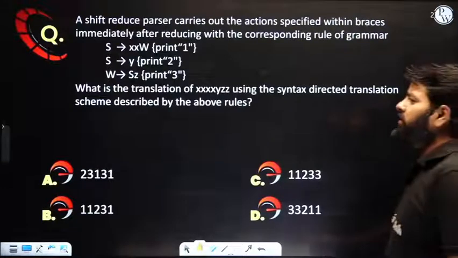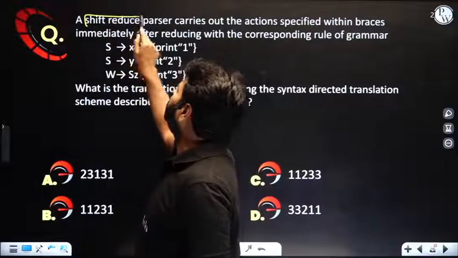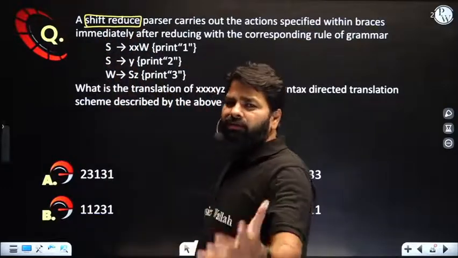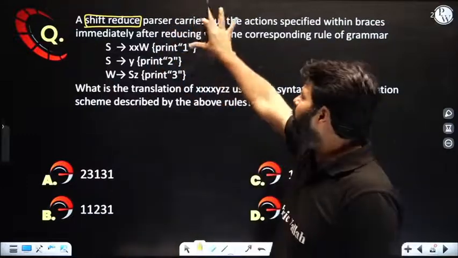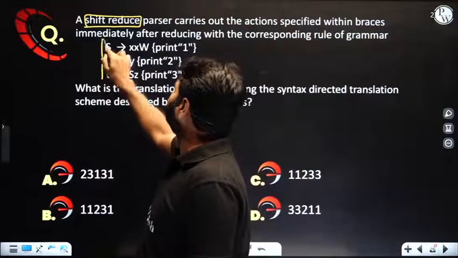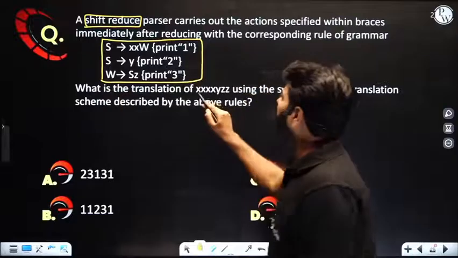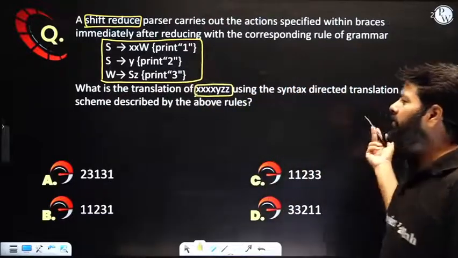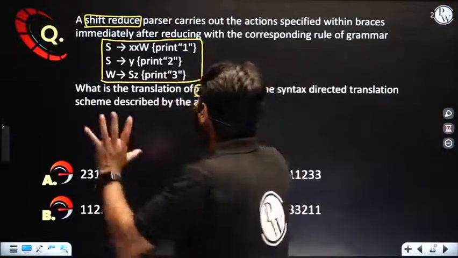Okay, first question. They are asking you to follow shift reduce. Shift reduce means bottom up. Bottom up means reverse of LMD, or rather the reverse of RMD you have to follow. Okay, just read the question and you have the grammar. What is the translation of the input given using this SDT described using the above rules? Okay, that's all. Now the question is very simple.